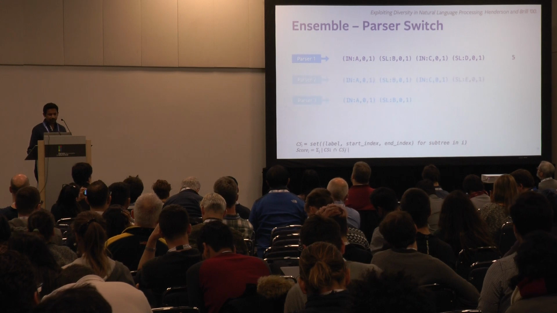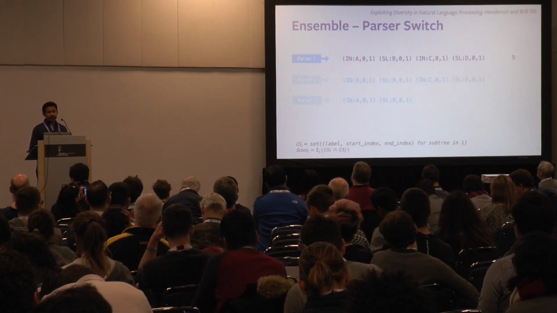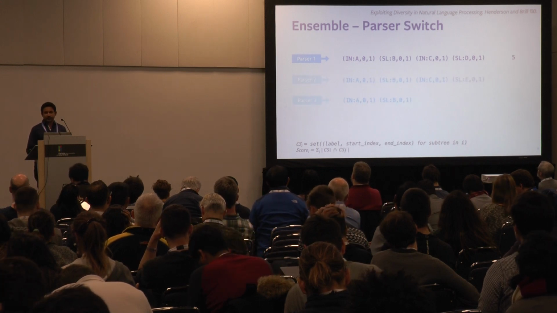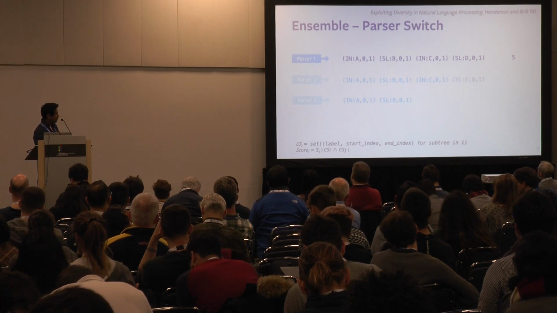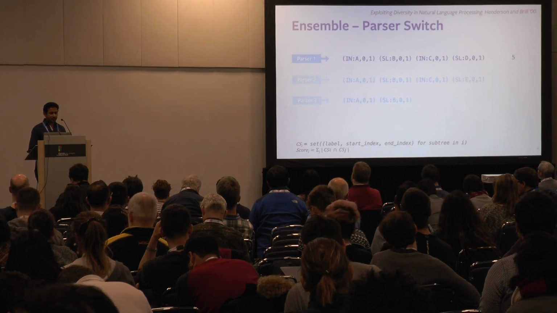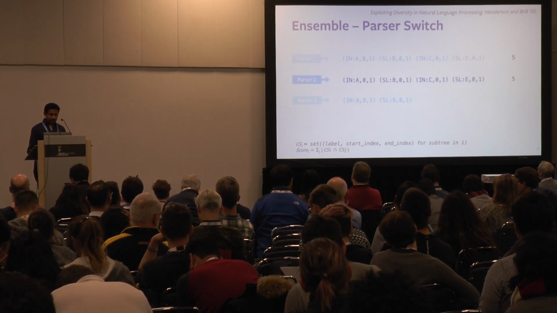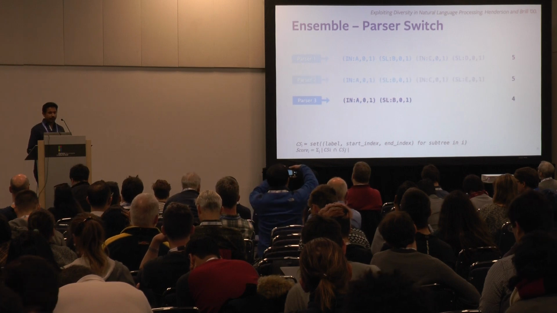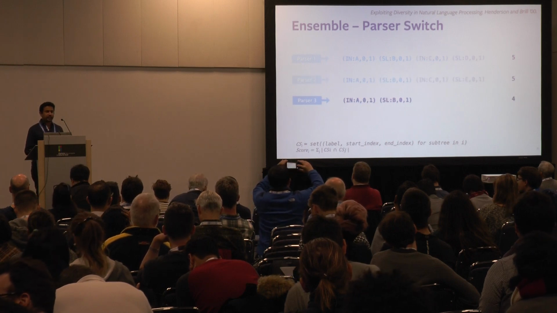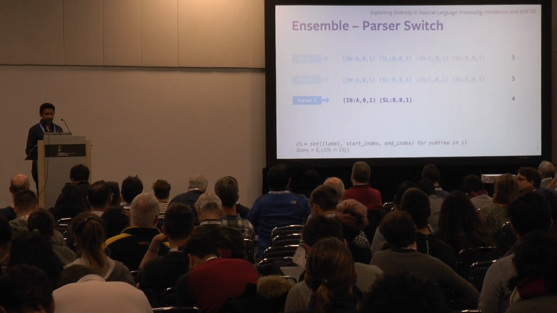For parser 1, we look at how many of its constituents overlap with the constituents of the other parsers. So in this case, in the light blue, you see 5 other constituent sets being in common with parser 1, so the score of parser 1 is 5. Parser 2 is also 5, but parser 3 is 4 because now the 2 subtrees which were predicted later do not match.